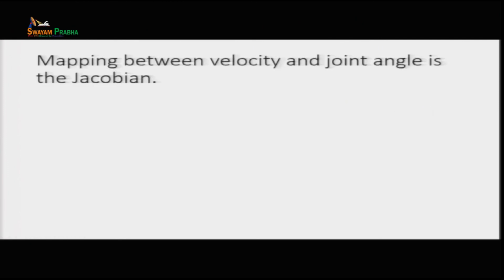Now, before we end off, let us look at mapping between velocity and joint angle, which is called the Jacobian. We looked at the Jacobian in the first or second lecture, and we said that if this is my angle theta 1, theta 2 and this is x y, then we can write this equation: x is equal to L1 cos theta 1 plus L2 cos theta 1 2 and y is equal to L1 sin theta 1 plus L2 sin theta 1 2. So, x y is related to the joint angles this way.